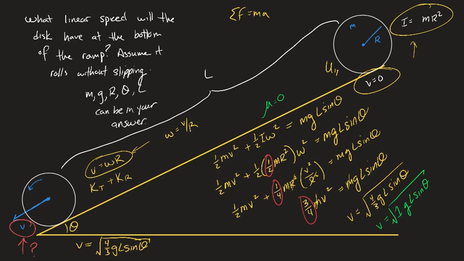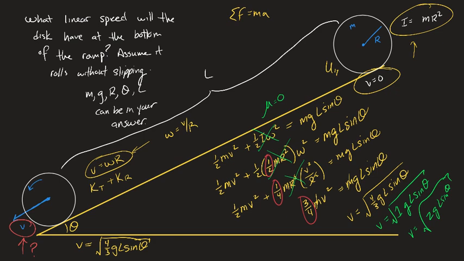If there's no rolling, or if there's no change to the rotational kinetic energy, then this term goes away. What do you have left? Well, your velocity will be the square root of 2gL sine theta. That's just a slide with no friction. Anything else, and the energy gets divided up in some way. But that shouldn't surprise you.